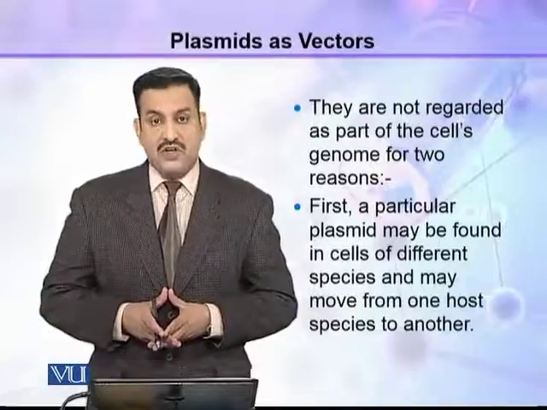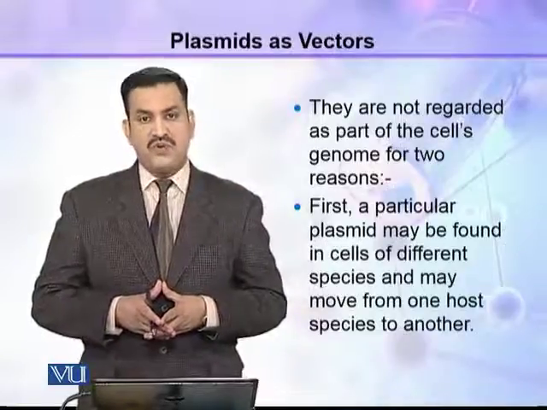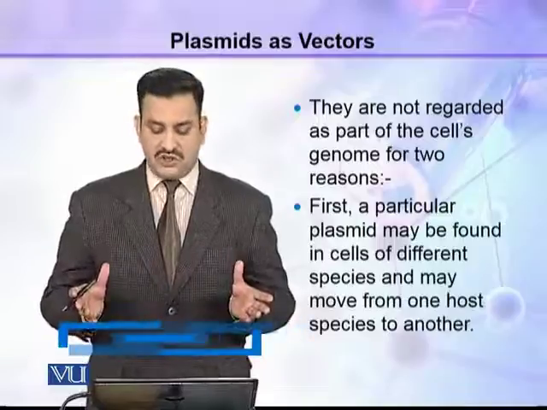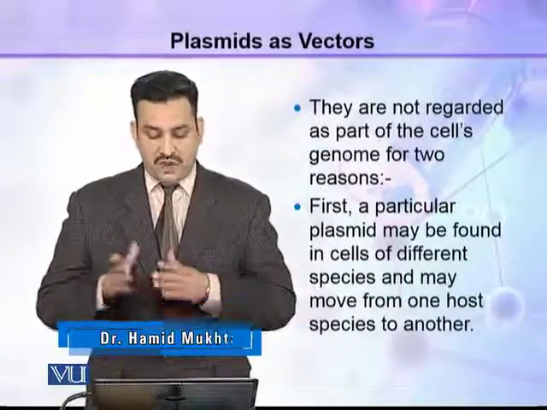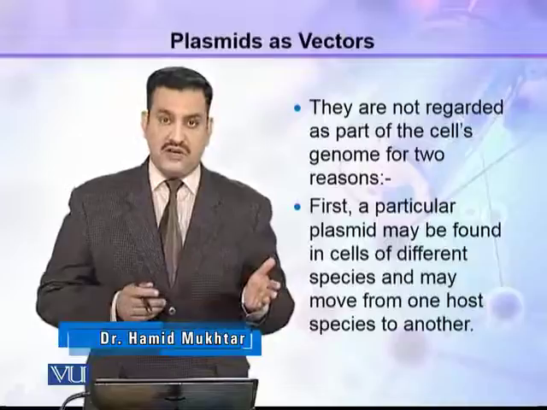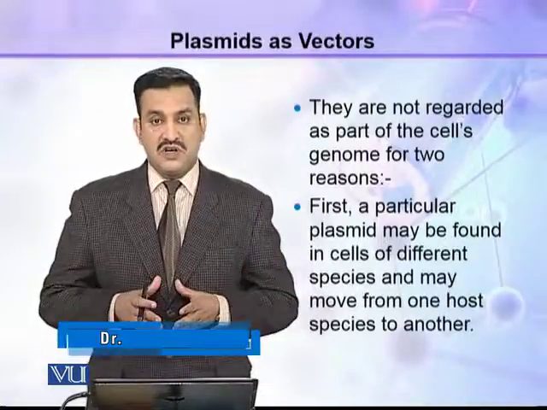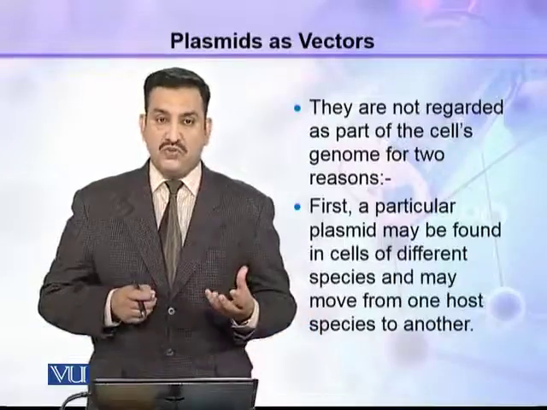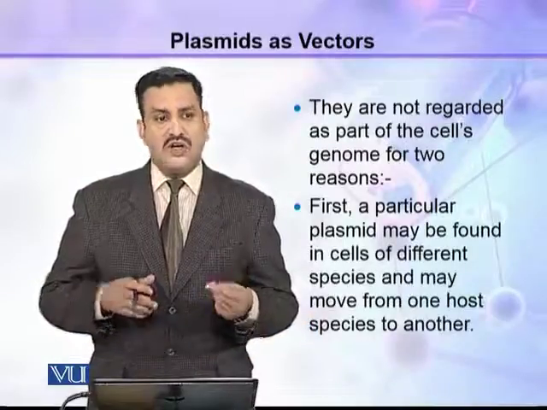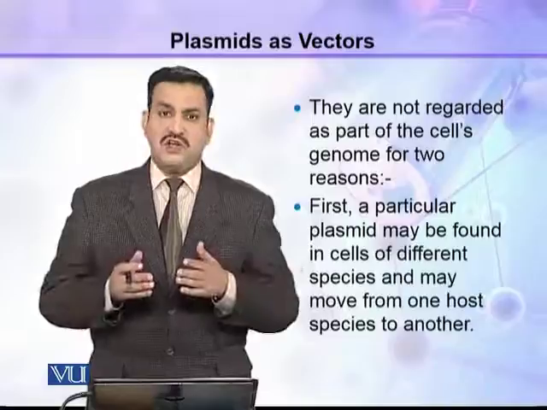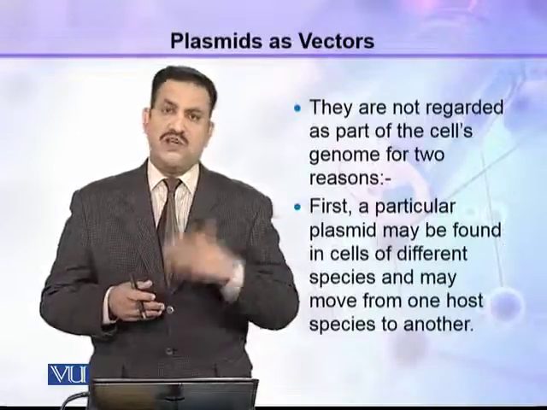First, a particular plasmid may be found in cells of different species and may move from one host species to another. That means if you consider a plasmid as a part of the genome, it should not occur in different types of cells and it should not move from one cell to another cell.